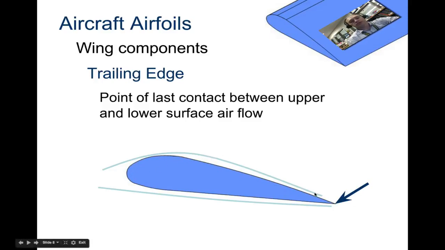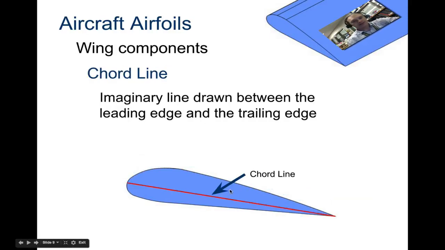The second point is the trailing edge. It's the point of last contact between the upper and lower surface. So way down here is your trailing edge. Your chord line is what is drawn in between. So from leading edge to trailing edge, that's your chord line.